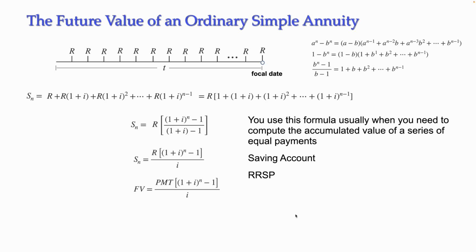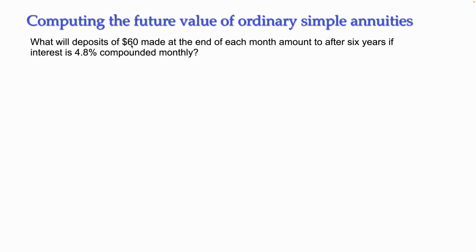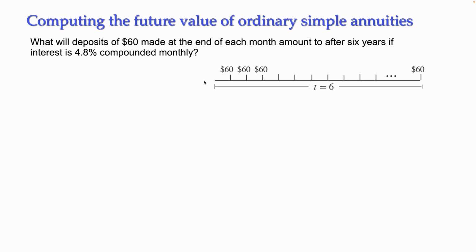Let's solve some examples of this. What will a deposit of $60 made at the end of each month amount to after 6 years if interest is 4.8% compounded monthly, for example? So in this case, we have an annuity like this. You are making a payment of $60 at the end of every month, and that happens for a term of 6 years. What we know, for example, is R, that is $60, so you know the payments. You know the nominal rate of interest, that is 4.8%, let's call it a small r. And you also have that it is compounded monthly.